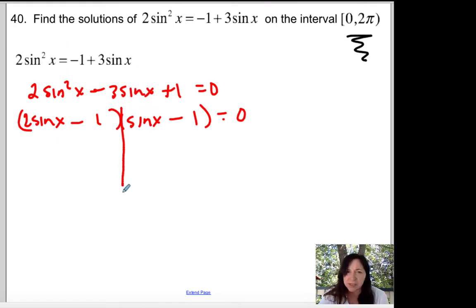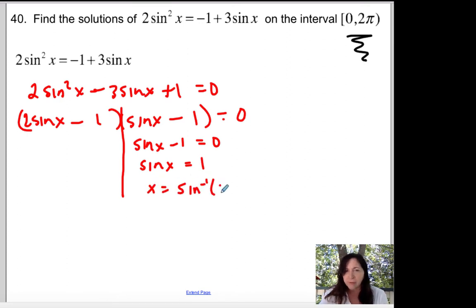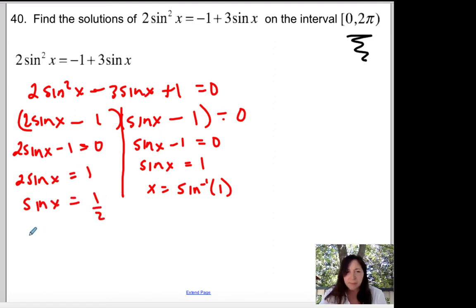So we're going to split this up and set them both equal to 0. So sine of x minus 1 equals 0. Sine of x equals 1. X equals arc sine of 1. This will be 2 sine of x minus 1 equals 0. 2 sine of x equals 1. Sine of x equals 1/2. X equals arc sine of 1/2.